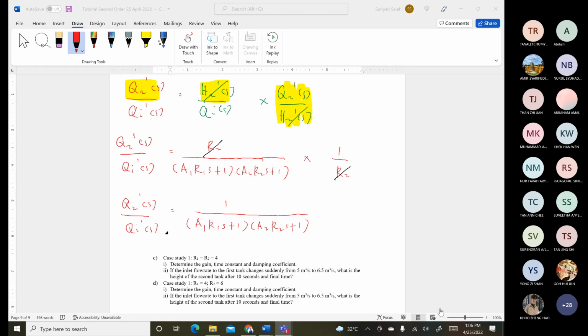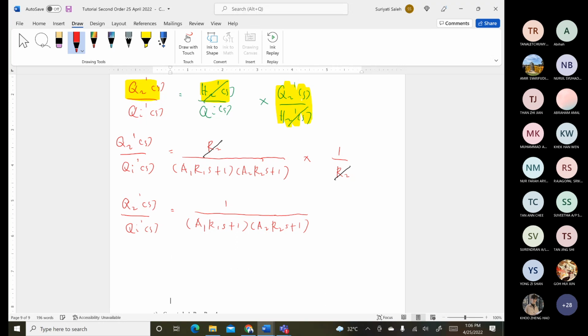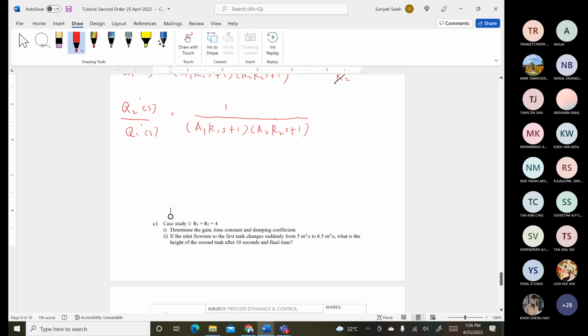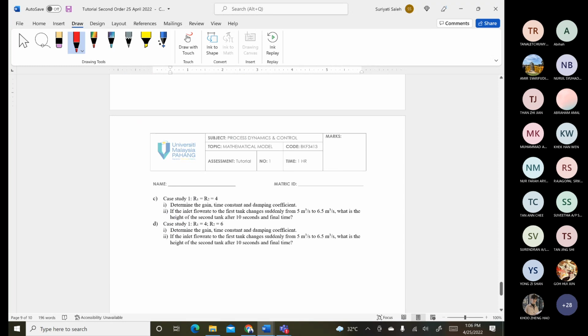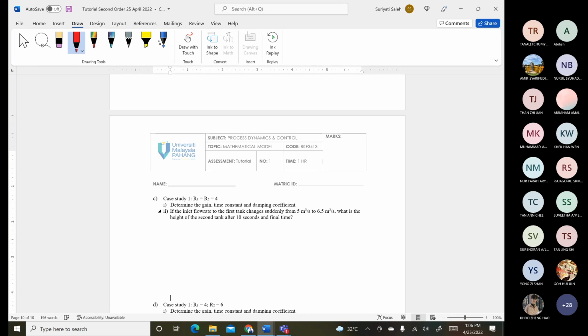Okay, let's continue on this part. Still, we are using the same case study. So go for question C. Now, in this case, what I want to highlight is case study 1, R1 equal to R2 equal to 4. So this is the question. We take a look at the overall equation first, determine the gain, time constant, and damping coefficient.